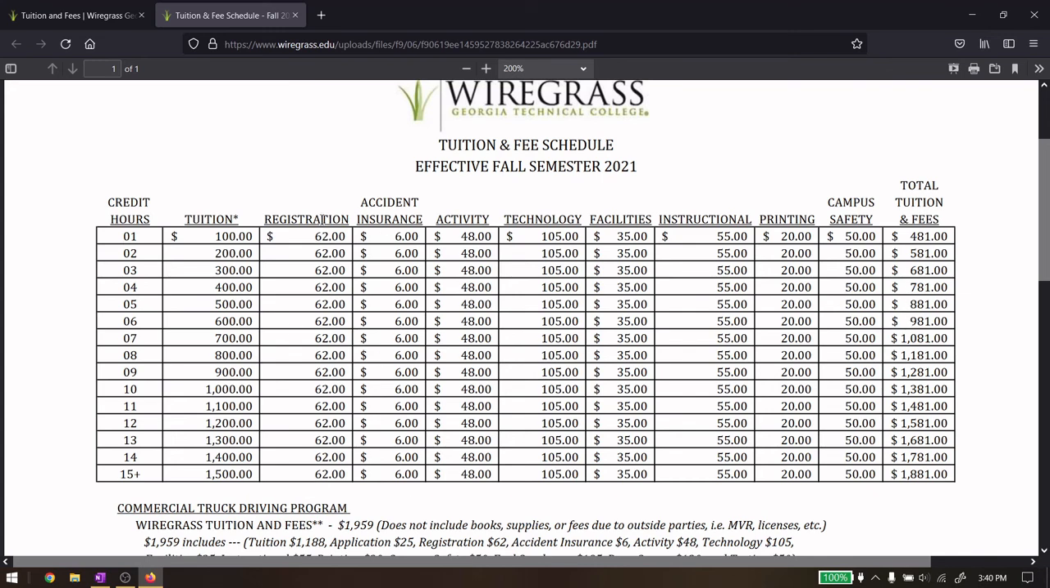So you always have a flat registration fee, a flat accident insurance fee, activity, tech, facilities, instructional printing, and campus safety fees. And so what we can do is use this information to write an expression that models this behavior, a mathematical expression that fits the same. That's what's called a model. And I can do that by looking at it this way: if registration, accident insurance, activity, tech, all these things are always the same, all I have to do is just add these things all up.